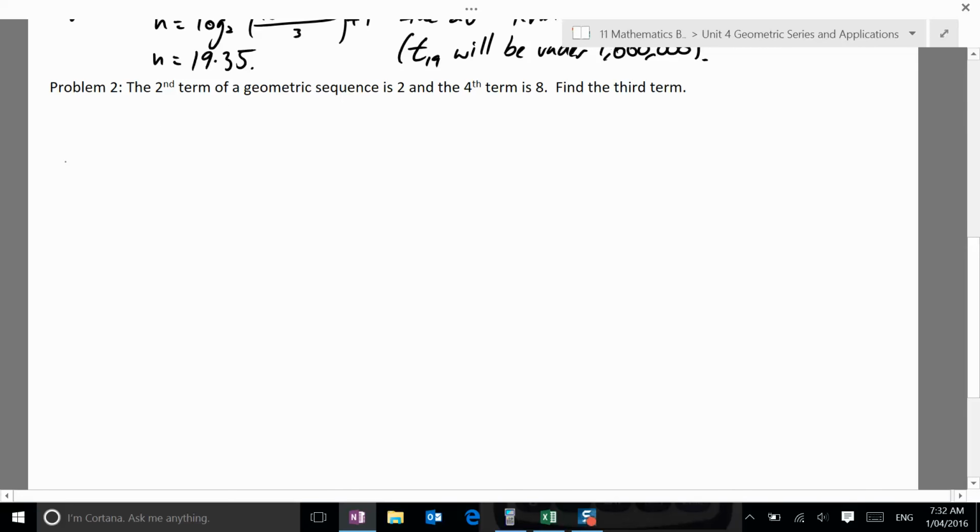All right, so let's try that again. Second term is 2, fourth term is 8. Find the third term. Pretty much whenever we're trying to find a specific term, we should always be trying to find the general form first. If we can find the general formula, then we'll be able to find any term. We'll be able to find the millionth term. So our goal is to find the general rule. Remember that Tn equals a r to the n minus 1 for the sequence.